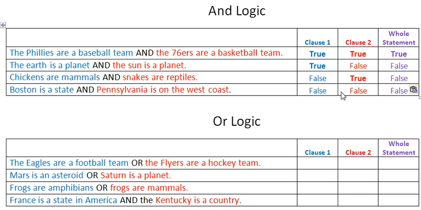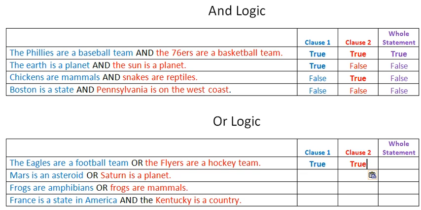Now, continuing on down to the or logic, I'm going to fill this table out the same way, and then hopefully we'll make some observations about or, and then do some compare and contrast between and or. The Eagles are a football team. This is definitely true. The Flyers are a hockey team. This is definitely true. And we're saying that the Eagles are a football team or the Flyers are a hockey team. Now, the one thing I want you to realize here is this is not a question. It's a statement, and every statement from a mathematical standpoint can be true or false. There are no sort ofs.